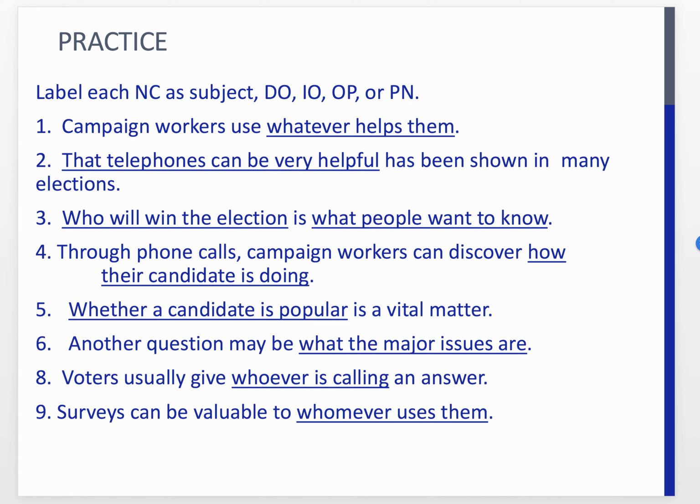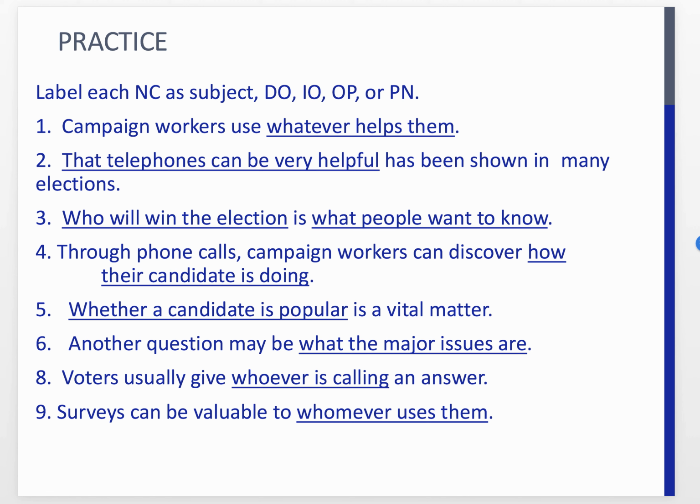So number 1, campaign workers use this. We have the subject, campaign workers. We have the verb, use, that's a transitive verb. Campaign workers use this. We have one noun clause after this. So that is S plus TV plus DO. That telephones can be very helpful, has been shown in many elections.